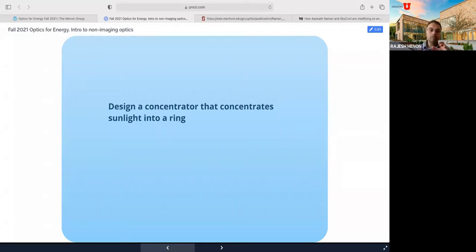Now there might be some situations where you want to do this. For instance, in the example in the paper I showed you, there was a concentrator that might shadow the sun because it's in the same path as the big mirror. So if you could have concentrated into a ring, you could avoid that shadowing effect. And there are other examples of this. So let's take about a minute or so, maybe more than a minute, and think about this problem and see if you can come up with a solution.